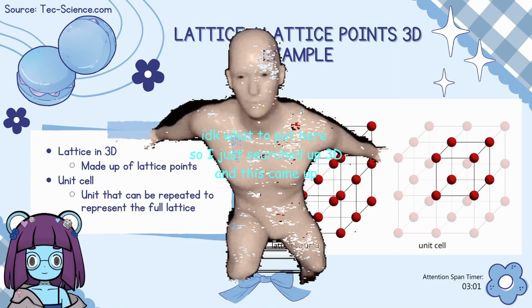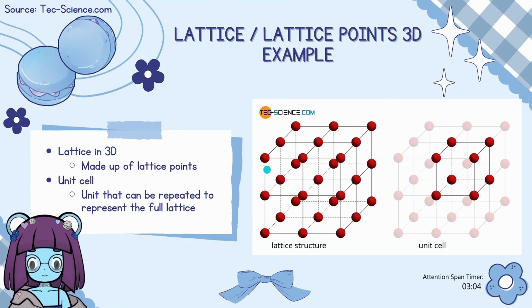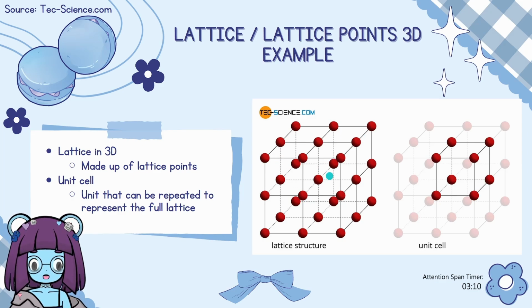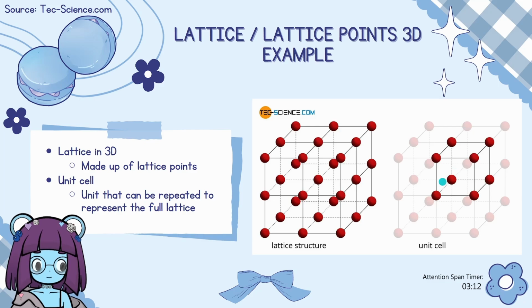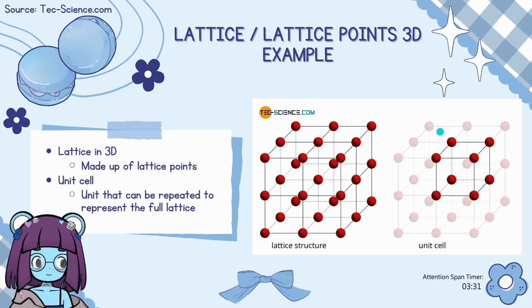Next example, the 3D lattice. Just like the 2D one, there are lattice points, and these points form the lattice. From this lattice, you can make a shape that repeats throughout the entire lattice, which is the unit cell. In this case, the unit cell is a cube. This can be repeated everywhere, and once you know where the lattice points are on the unit cell, you can represent the whole lattice with just the unit cell. If you get anything from this, just know that the unit cells are important in representing the crystal structure.